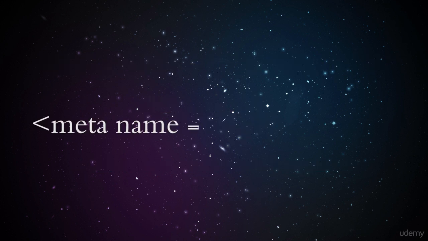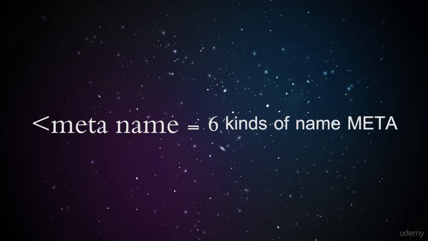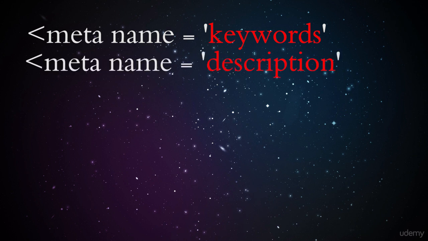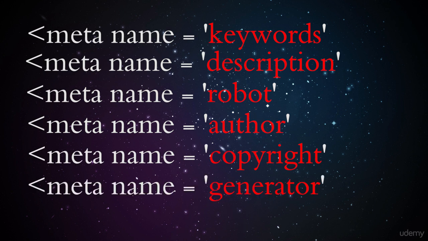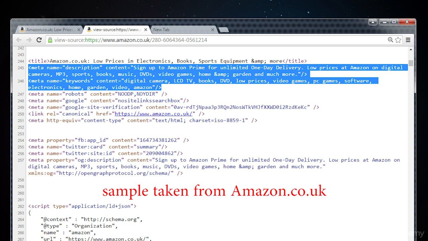Based on the value you assign to the name attribute, there are 6 kinds of commonly used name meta: keywords, description, robots, author, copyright, and generator. Keywords and description are used to describe the content of your web page. They are like the name card of your web page. A search engine will take these 2 meta tags into consideration when analyzing your web page. Therefore, for better SEO effects, never underestimate the importance of these 2 important meta tags.